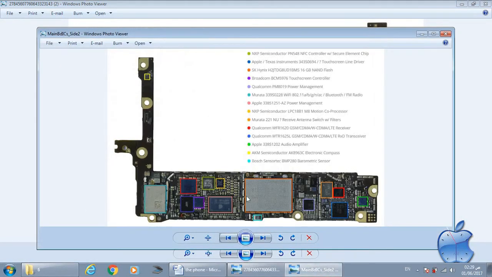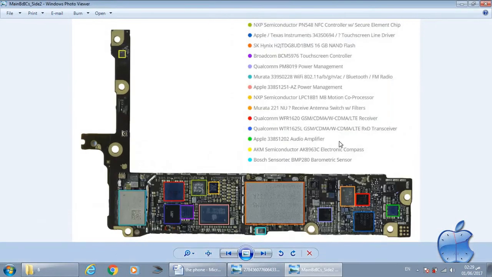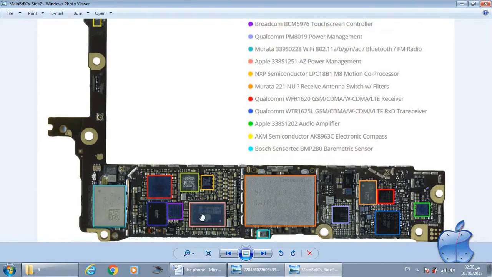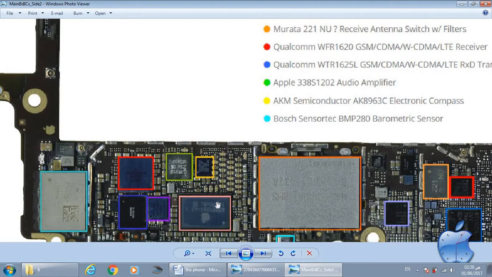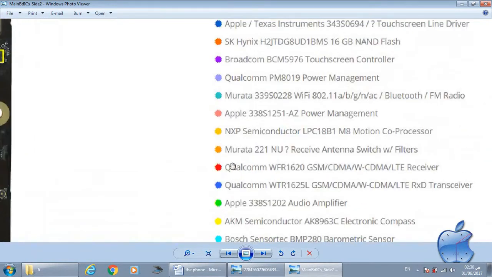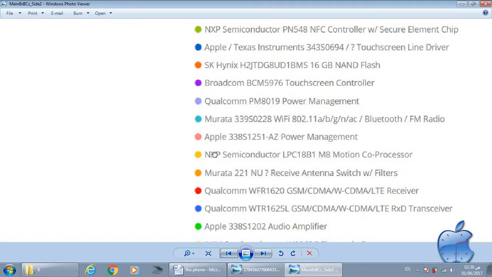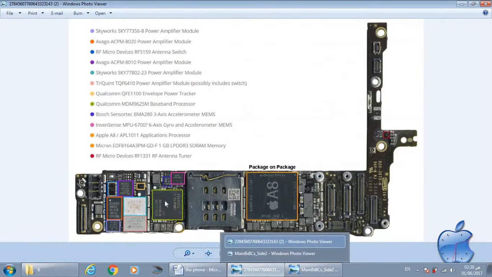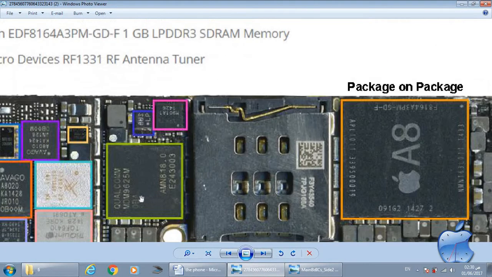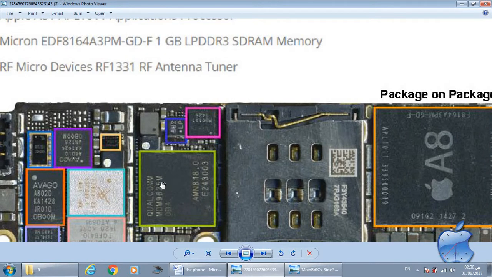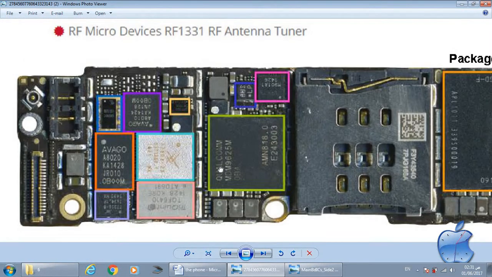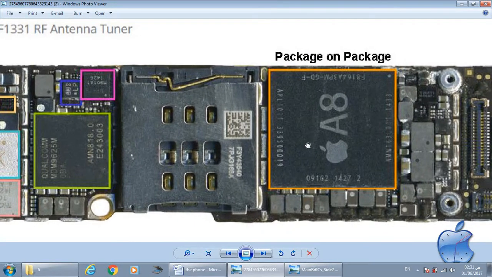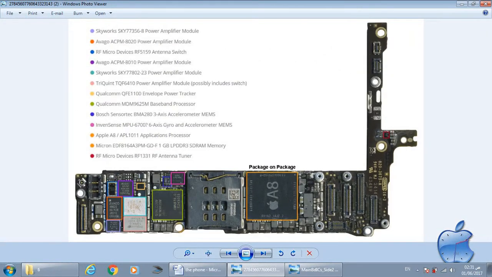And here is the back side, and this is the memory that I've been talking about, and this is the power IC, and the baseband is here. This green one is on the front side of the motherboard, as you can see, and there are the rest of the ICs and the other components of the motherboard.